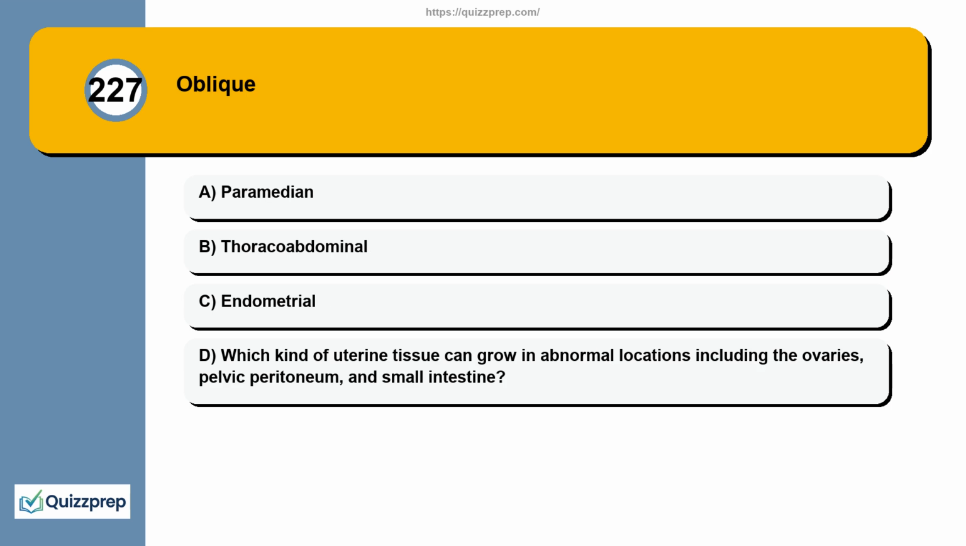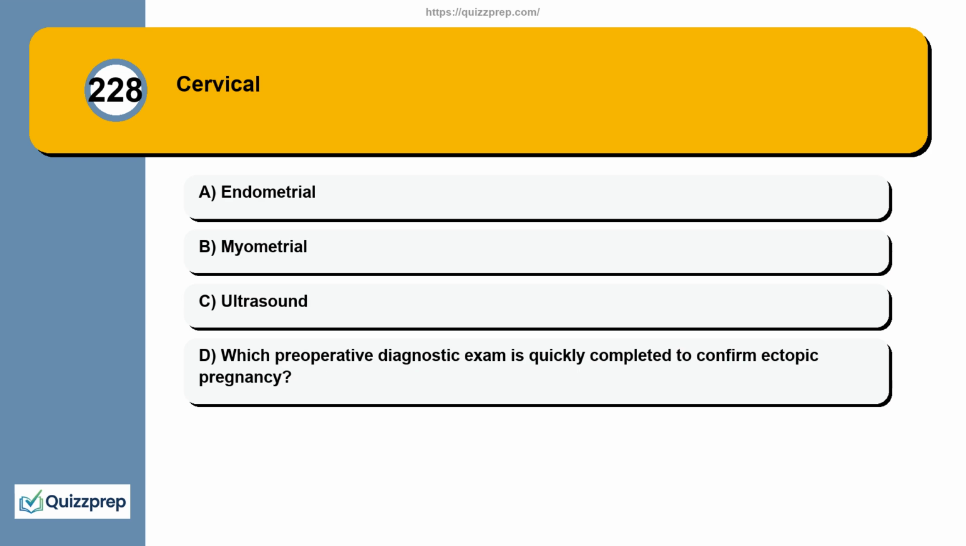Question 227. Oblique. Option A, paramedian. Option B, thoraco-abdominal. Option C, endometrial. Option D, which kind of uterine tissue can grow in abnormal locations including the ovaries, pelvic peritoneum, and small intestine? The correct answer is option Nan. Question 228. Cervical. Option A, endometrial. Option B, myometrial. Option C, ultrasound. Option D, which preoperative diagnostic exam is quickly completed to confirm ectopic pregnancy? The correct answer is option Nan.